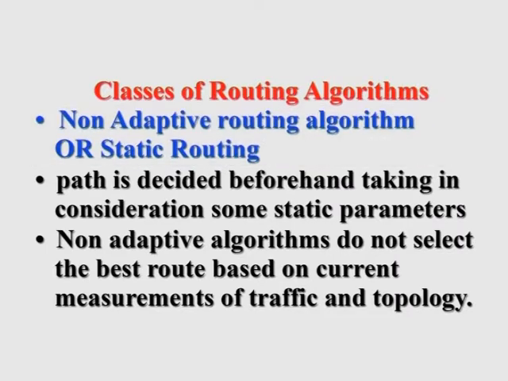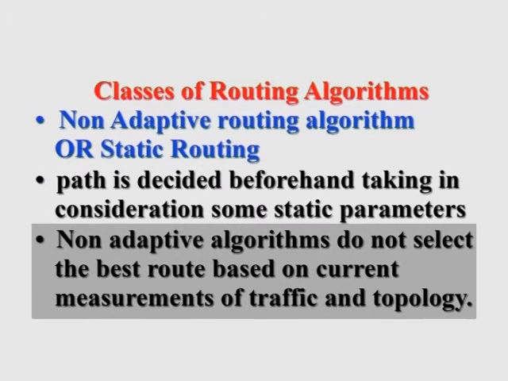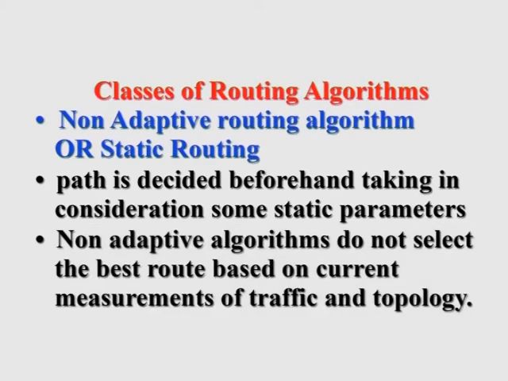In the case of non-adaptive algorithms, the path is decided in advance, that is, before actual communication takes place. The path is decided beforehand taking into consideration some static parameters. When the router boots up, it is loaded with the predefined routes. This procedure is sometimes called static routing. Non-adaptive algorithms do not select the best route based on current measurements of traffic and topology.